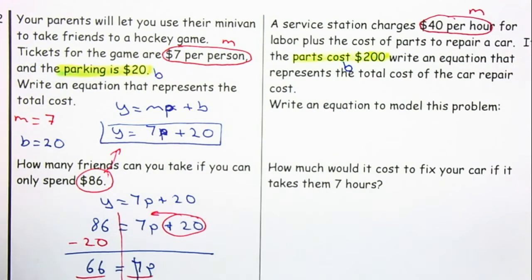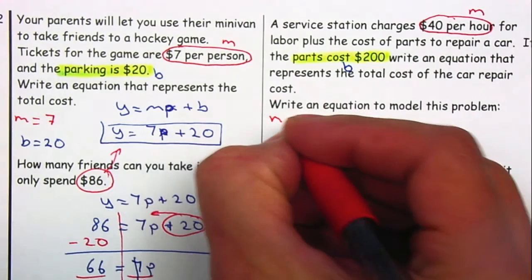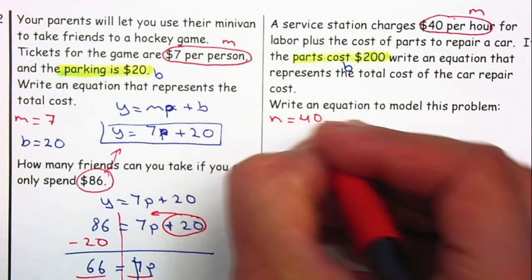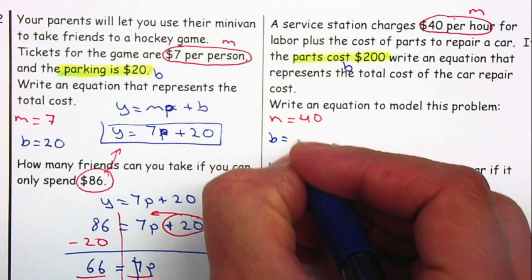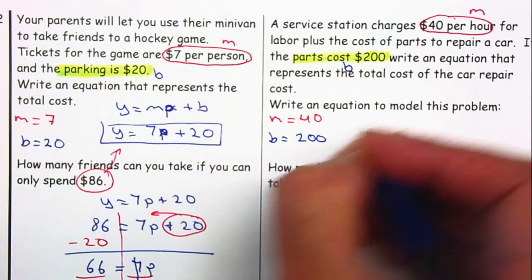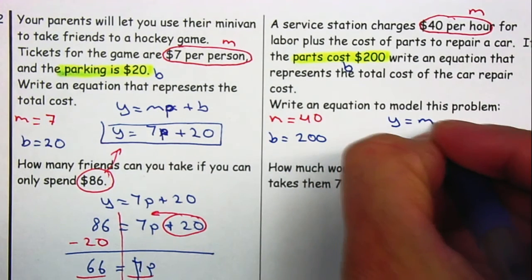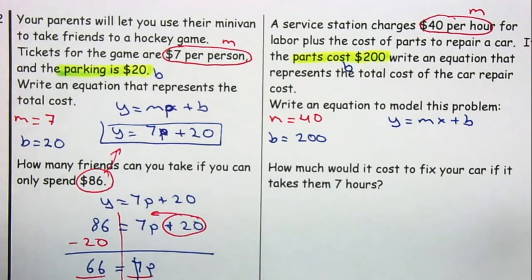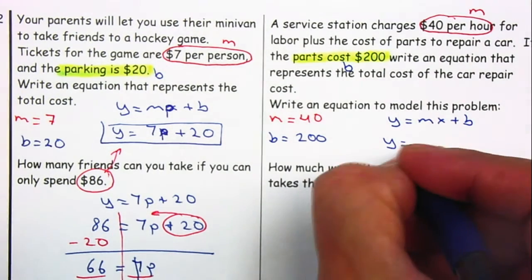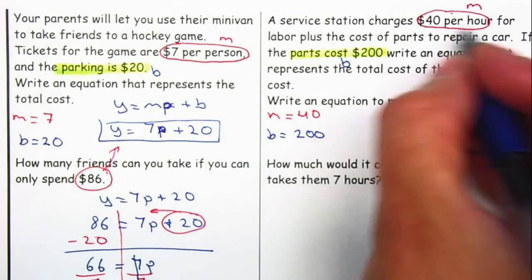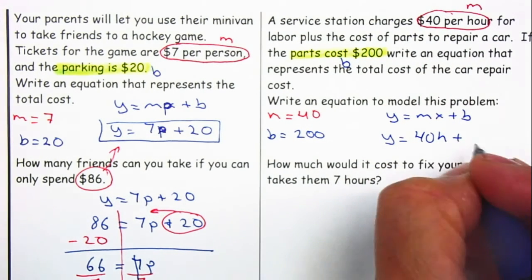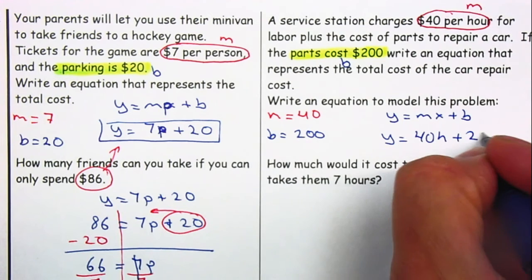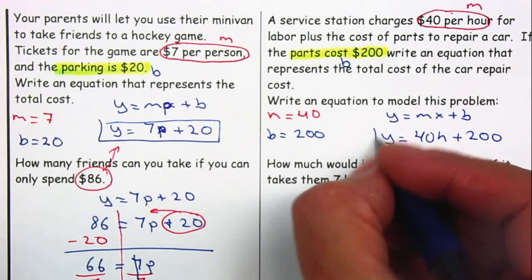Let's go and write down on the left hand side. So your M will be 40. Your B will be 200. I'm going to write down the equation. So this will be y is equal to 40 per hour. So instead of the x, I'm going to use 40h plus b, which is 200. That's the equation.